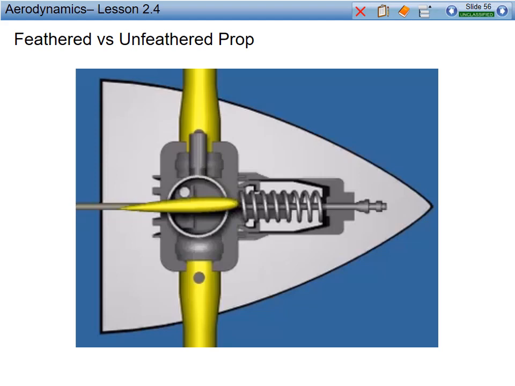During an engine off scenario, you must be sure to pull the PCL completely off to allow the propeller to feather. In other words, align the propellers into the relative wind. This will give you your minimum drag from your propeller and stop your propeller from windmilling.